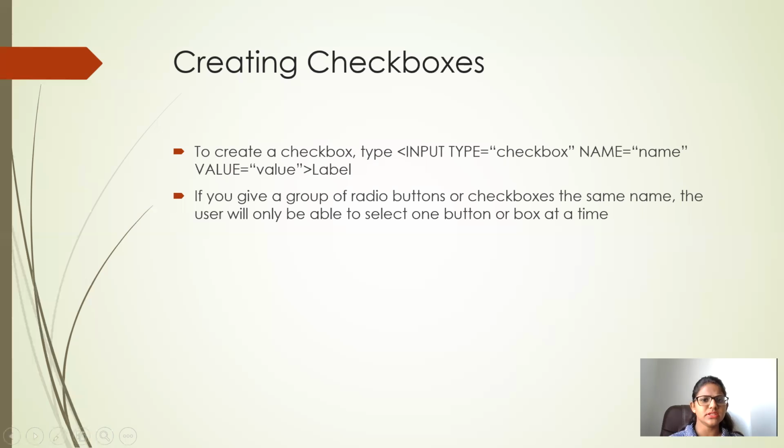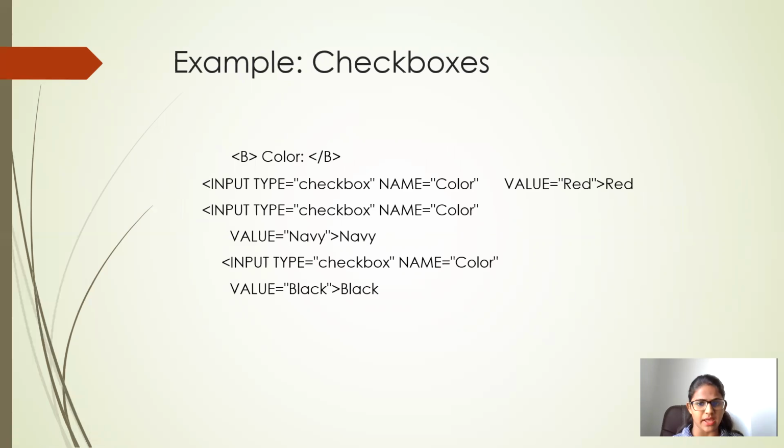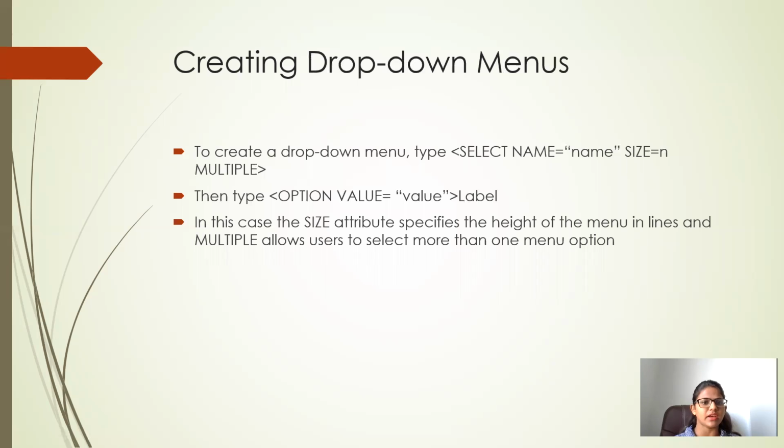Now creating the checkboxes. To create a checkbox, type input type checkbox, name, value, label. If you give a group of radio buttons or checkboxes the same name, the user will only be able to select one button or box at a time. An example of a checkbox is color, input type checkbox, name color, value red, navy, and black. We're going to give three color options, red, navy, and black, so the user can select one color from them.